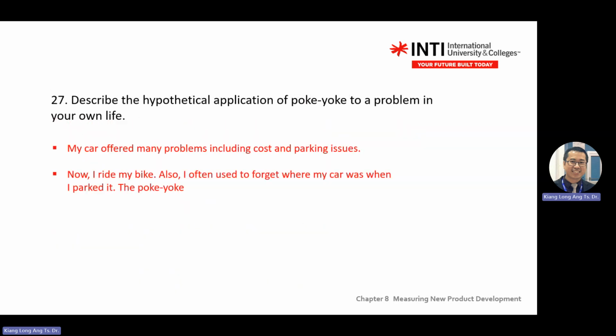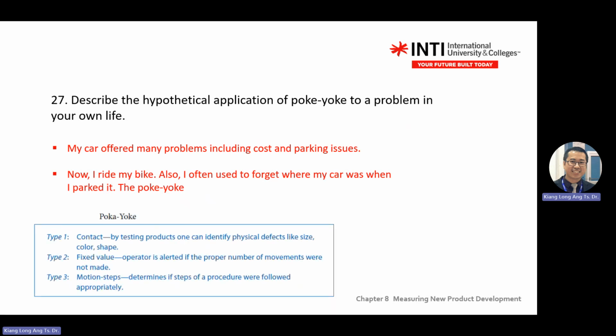Poka-yoke, you are asked to give an example of a Poka-yoke case study. Right? So again, you have 3 types of Poka-yoke: contact, fixed value, and motion step. Go and look for information. We like to ask you something like this, and then we want to see you do some thinking, like how you apply it in your daily life, or how Poka-yoke can help you solve some problems.